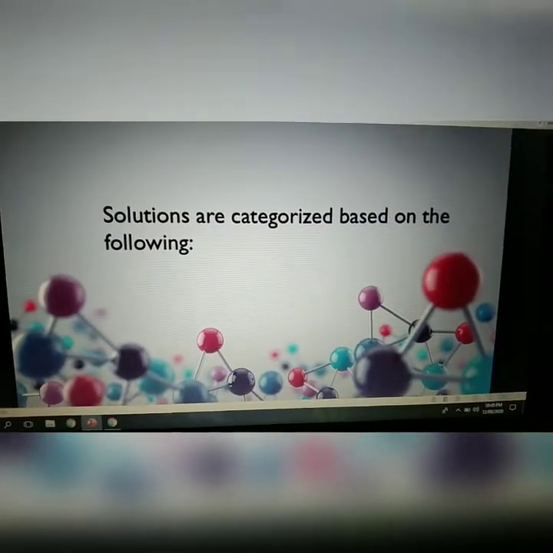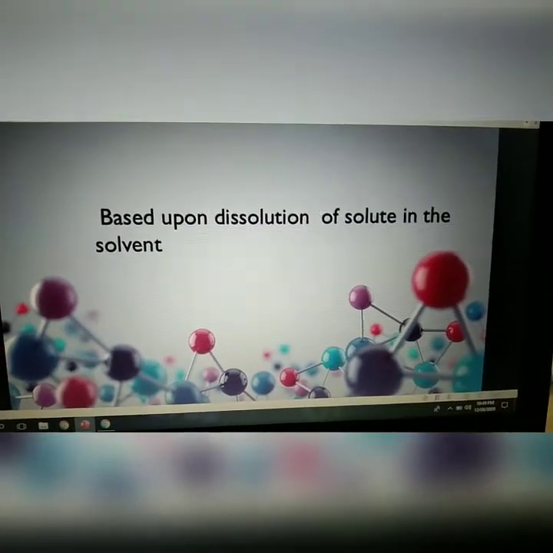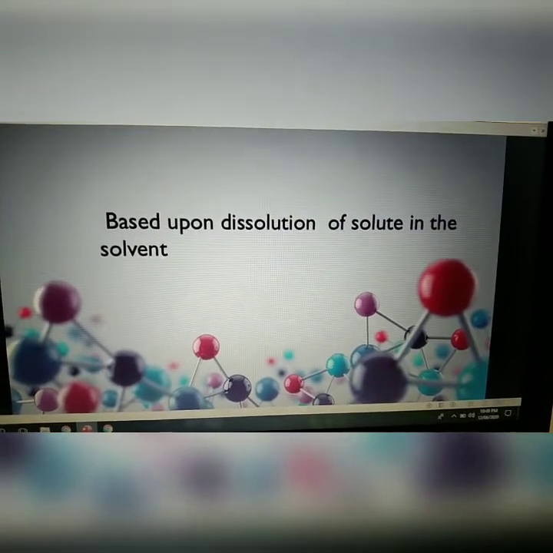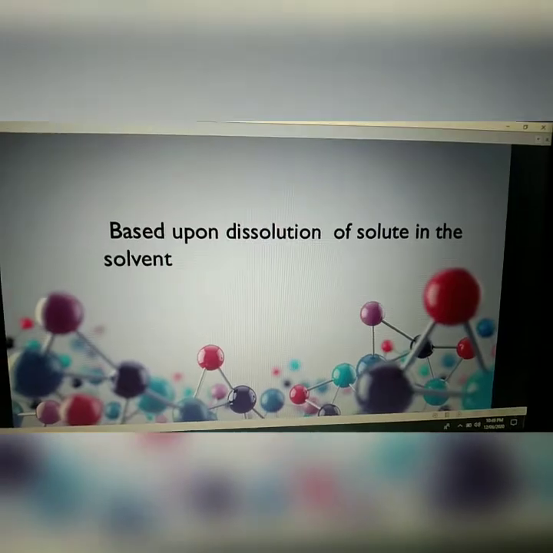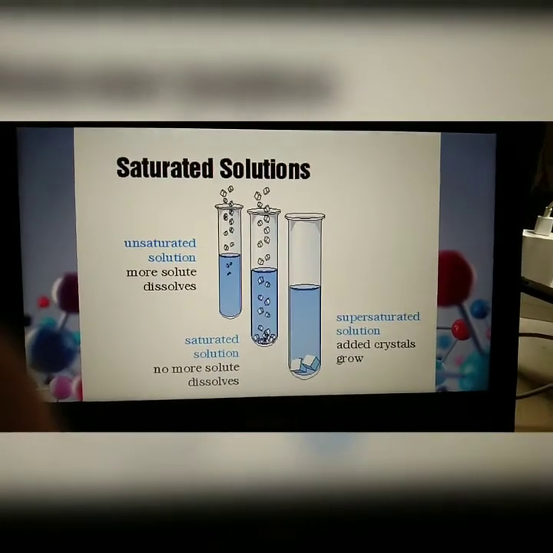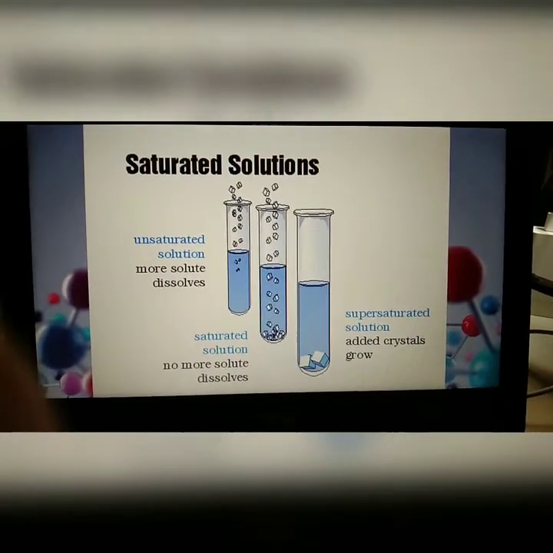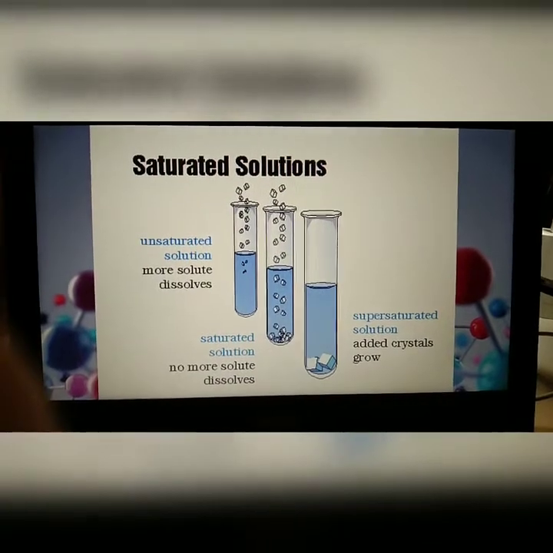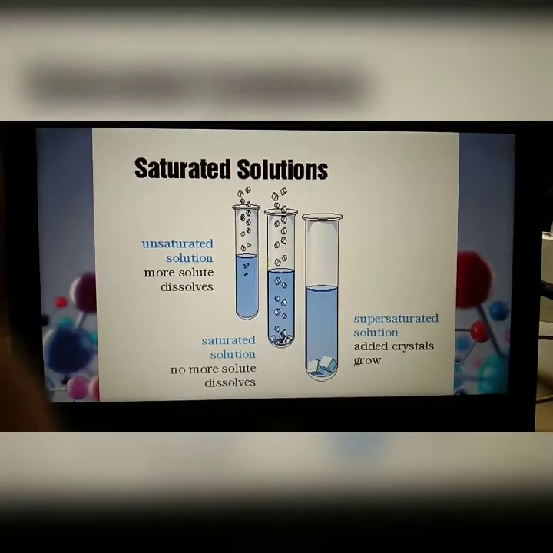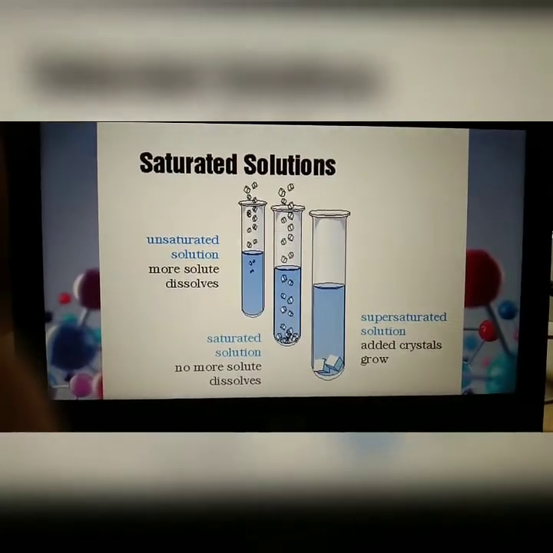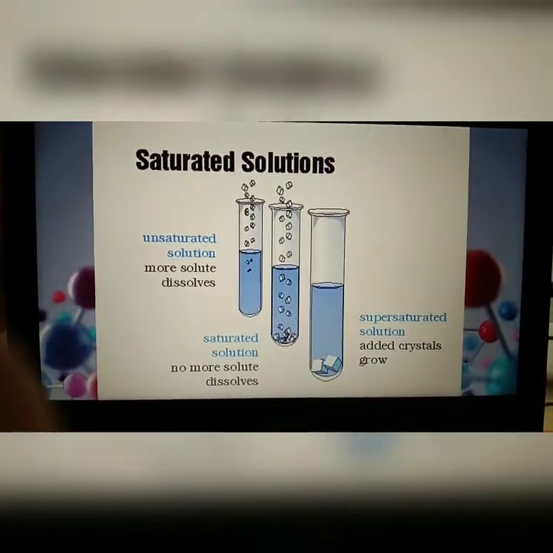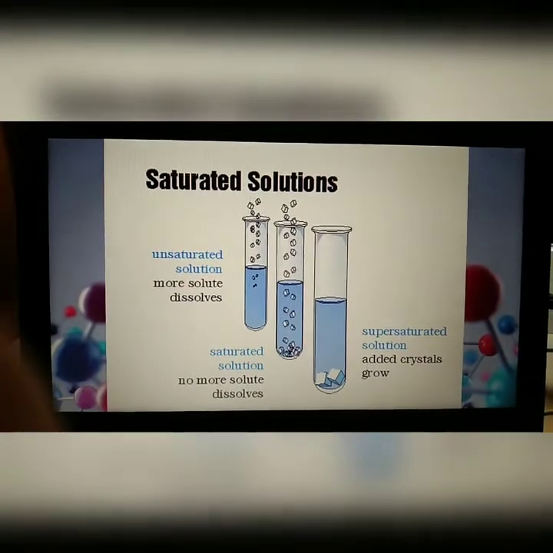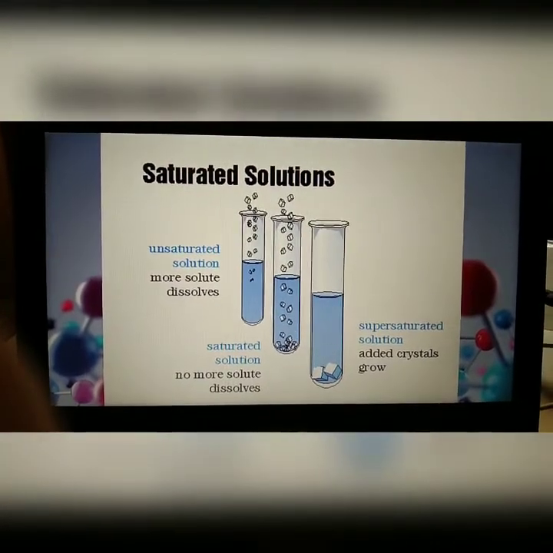Solutions are categorized based on the following. First type is based upon the dissolution of solute in the solvent. Depending upon the dissolution of the solute in the solvent, solutions can be categorized into a supersaturated solution, which comprises a large amount of solute at a temperature wherein it will be reduced. As a result, the extra solute will crystallize quickly.